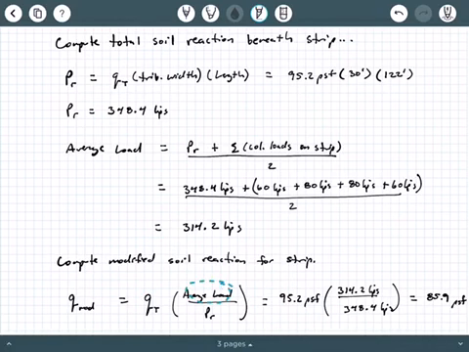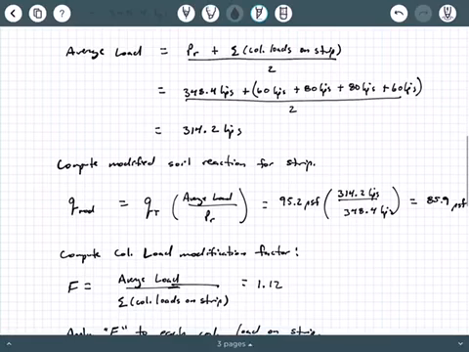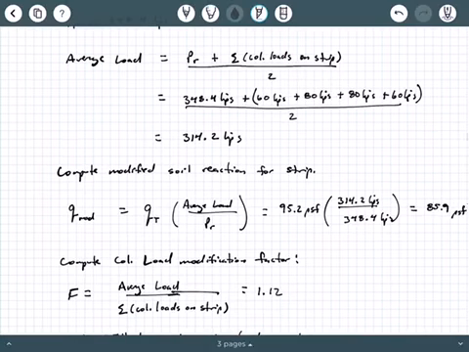95.2 PSF is Q total. Average load, 314.2 kips. We just calculated that in our previous step. And then P sub R is that total soil reaction between the strip a couple of steps above us. And we get what's called the modified soil reaction for that particular strip, and that's equal to, in our case, about 86 PSF. That's 85.9 PSF.